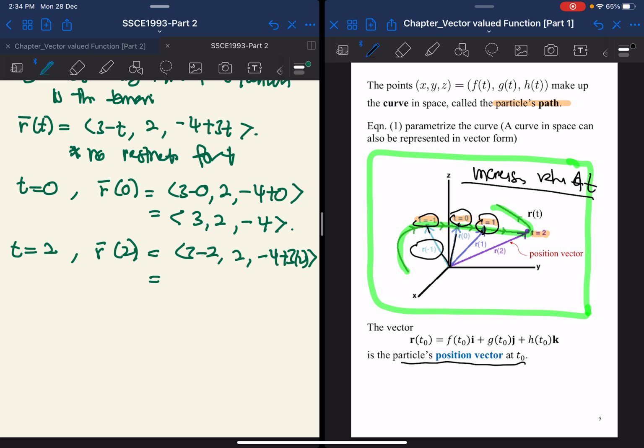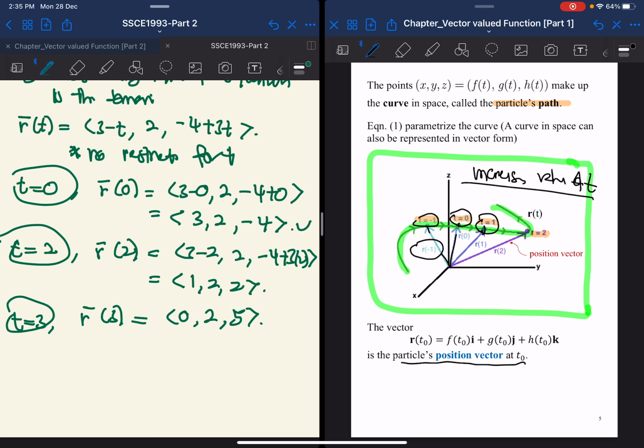Okay, then the coordinate should be 1, 2, 2 here. And then normally, it's not a perfect sketch, but at least you can imagine the curve if you set up to 3 points. So let's choose one more point, t equal to 3. If you substitute t equal to 3 into the given vector function, you will get 0, 2, 5. So now you got the position based on the chosen values of t. We got the coordinates now.